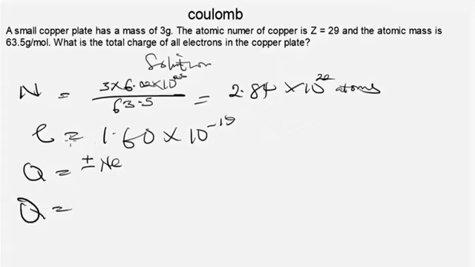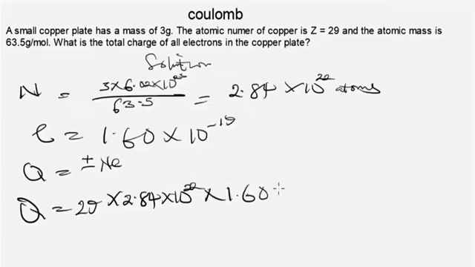Q equals 29 electrons times N, which is 2.84 times 10 to the power of 22, then times 1.60 times 10 to the power of minus 19. So when we do this, this will give us 1.32 times 10 to the power of 5.